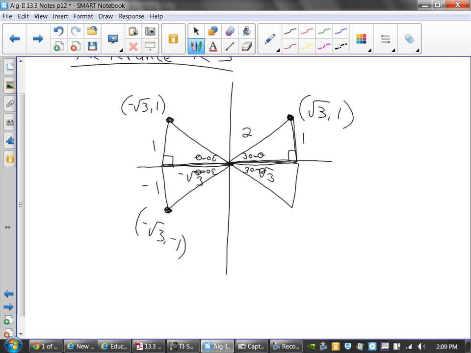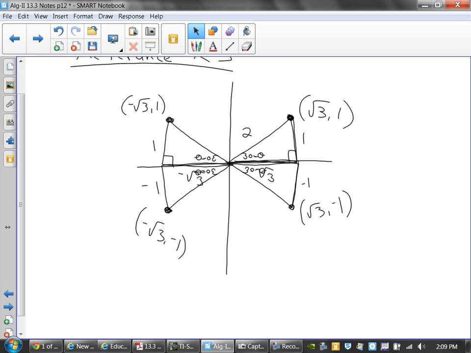When I go back to the fourth quadrant, notice my value of x, again, is root 3. My value of y is now negative 1. The one thing I want you guys to see here is, did theta change in any of those quadrants? No. Theta didn't change at all. Theta was the same value each time.